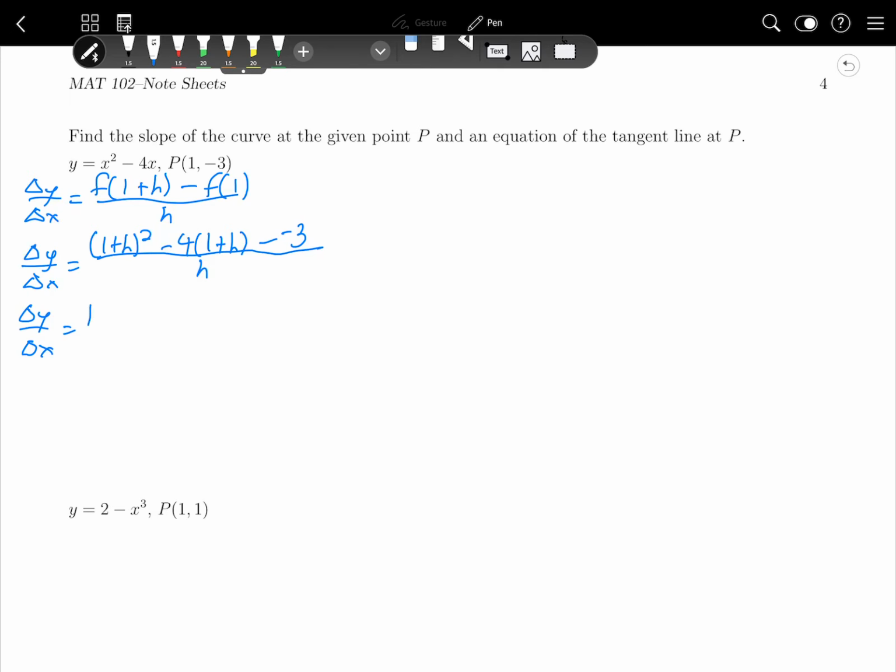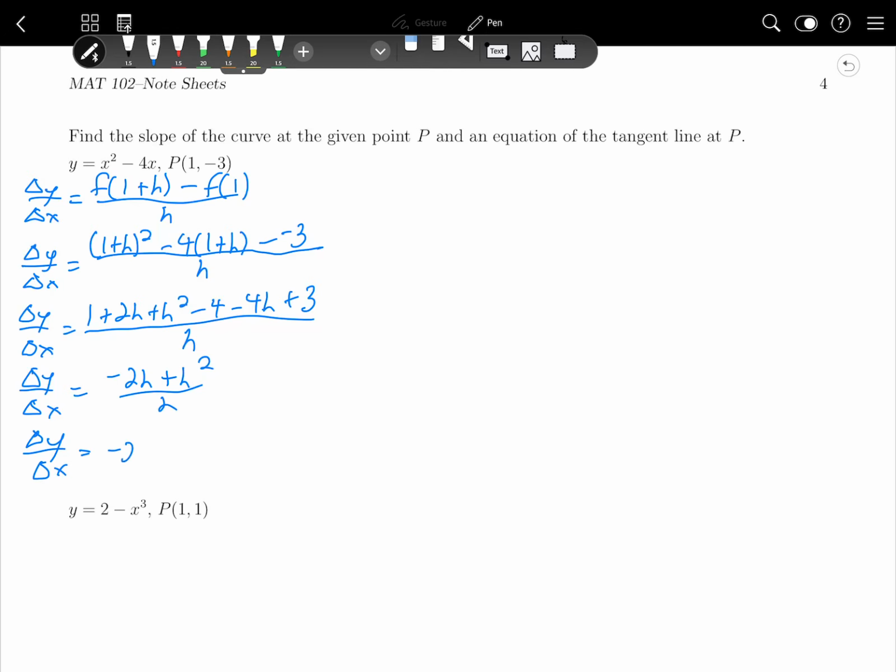1 plus h squared is 1 plus 2h plus h squared. Negative 4 times 1 plus h is negative 4 minus 4h plus 3 all over h. And now combine like terms. So 1 plus negative 4 is negative 3 plus 3 is 0. So that cancels. So 2 plus 4h is negative 2h and h squared all over h. Simplify. Delta y over delta x equals negative 2 plus h. And now let h equal 0. And we get delta y over delta x equals negative 2.